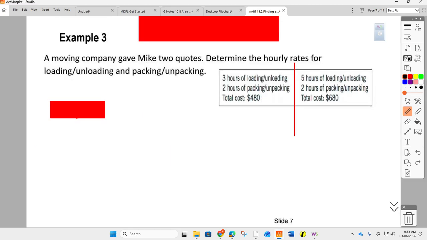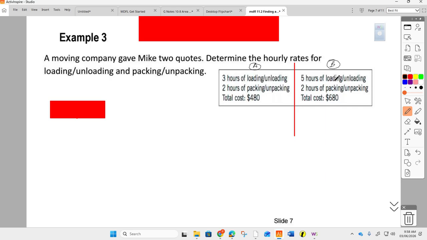A moving company gave Mike 2 quotes, determined the hourly rates for loading and unloading, and packing and unpacking. So now we are going to be writing equations, in fact, writing a system of equations. They tell us how many hours of loading and unloading. They tell us how many hours of packing and unpacking, and the total cost for the move for both scenarios. So scenario A, scenario B.